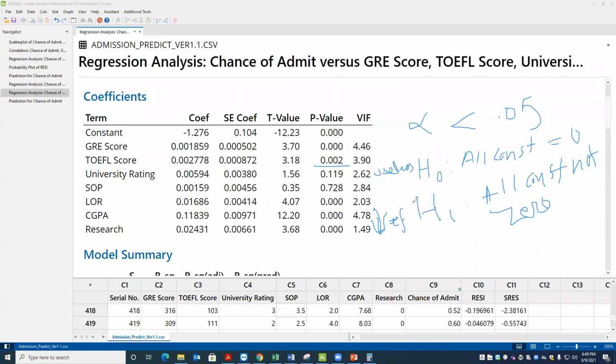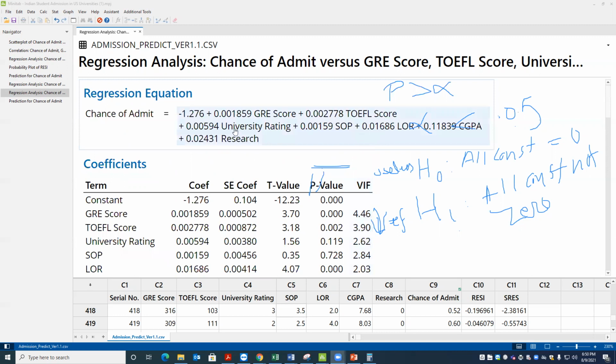Now look into this. By default, it is coming 95%. This is less than 1%, 0.2% only, where we are running. So you know the theory: when p value is greater than alpha value, we accept the null hypothesis. In these two cases, we have accepted the null hypothesis.